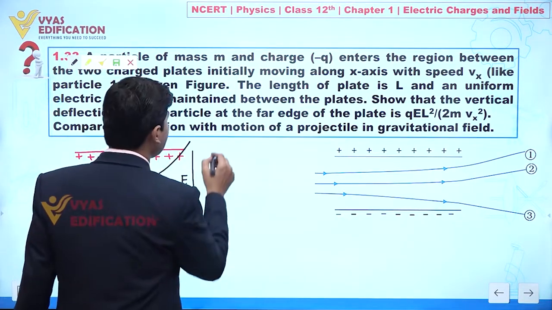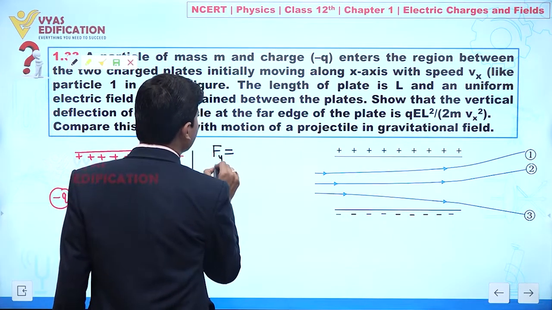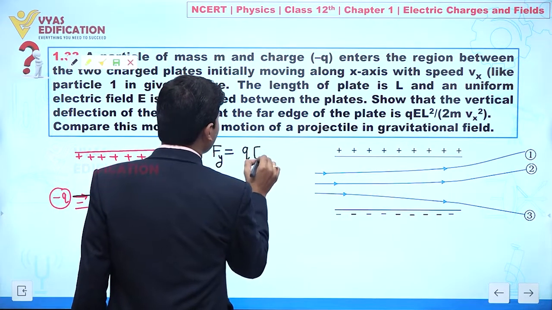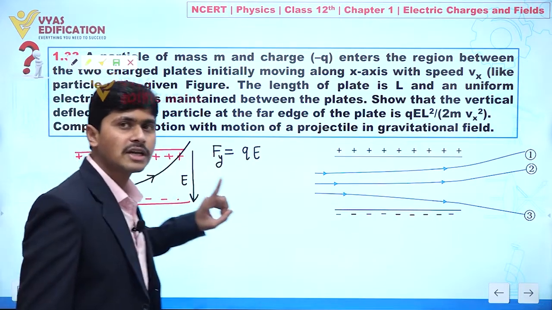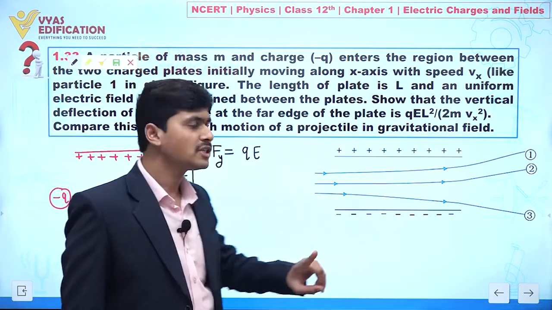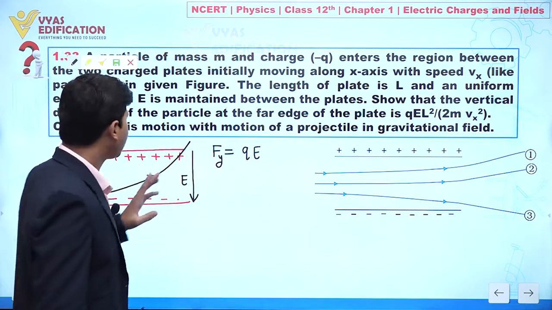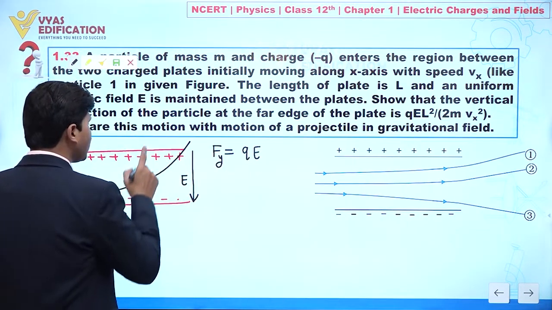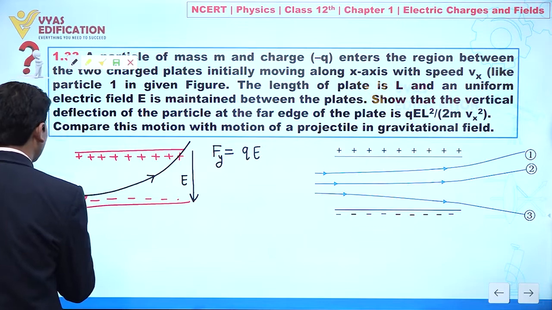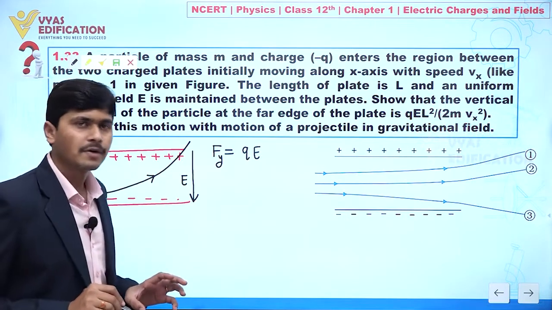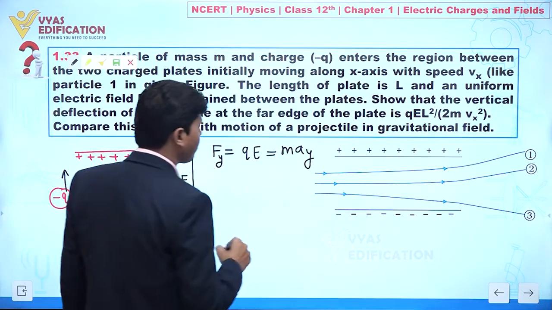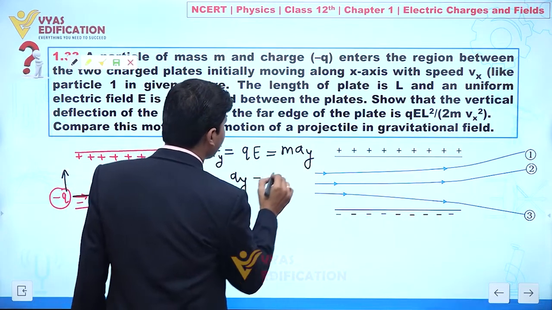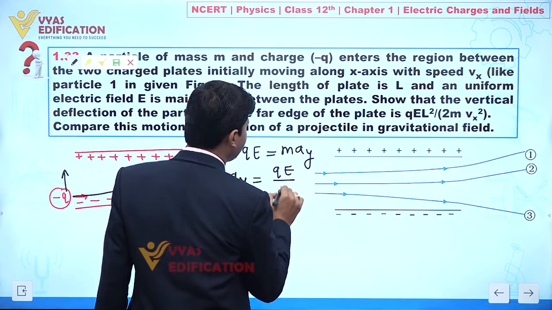Yes, we can write like this: force, acting in the y direction, this is qE, but in what direction? Upward direction. Clear? If we are not taking the direction into consideration, you will write a minus here. Clear? But I already assumed that the force is acting on this charged particle in the vertical upward direction. So we can write this is m times ay. Clear? So from here we can say ay is given by qE by m.